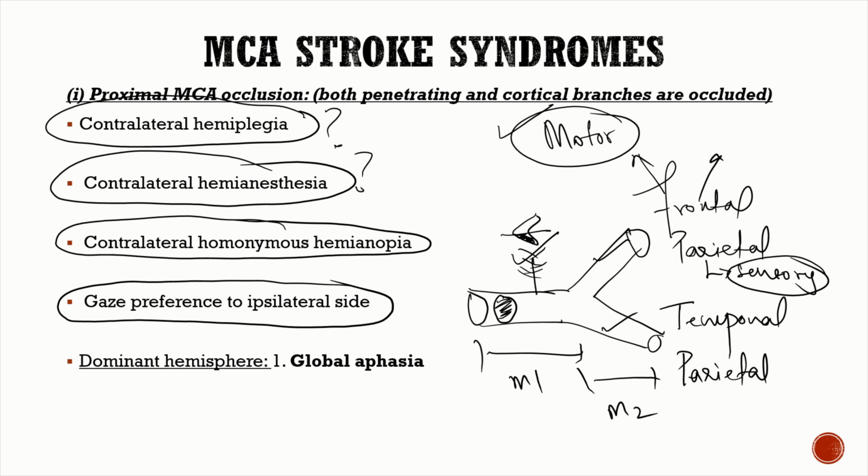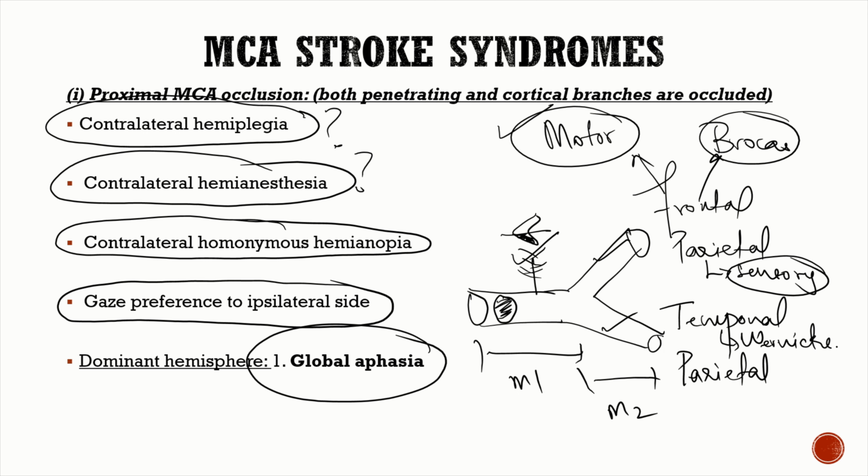Next, coming to the cortical involvement, other higher cortical functions, what you're going to see is, in case the dominant hemisphere is involved, you're going to get global aphasia. Why? Because in the frontal lobe you have the Broca's area, and in the temporal lobe you have the Wernicke's area. As you know, the Wernicke's area is very important for comprehension of speech, whereas Broca's area is very important for speech output, for fluency of speech. So since both are going to get involved, patients are going to have global aphasia in dominant lesions.